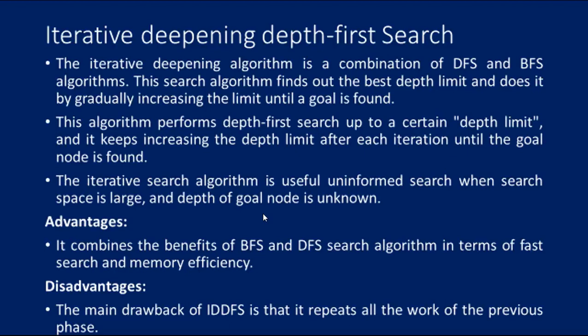The iterative search algorithm is useful in uninformed search when the search space is large and the depth of the goal node is unknown. What is the advantage of using iterative deepening depth first search? It combines the benefits of BFS and DFS search algorithms in terms of fast search and memory efficiency. Coming to the drawbacks, the main drawback of this search is that it repeats all the work of the previous phase. That is the main drawback of using iterative deepening depth first search.